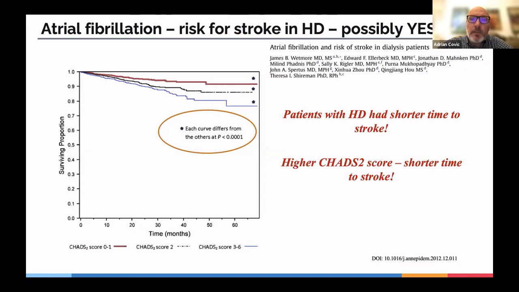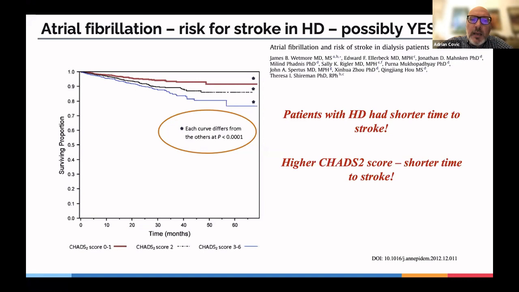Some of these patients will also have atrial fibrillation. I'm not showing this now, but there have been numerous publications showing that the incidence and the prevalence of atrial fibrillation are highly increased in CKD patients, and those numbers increase with the increasing CKD stage.